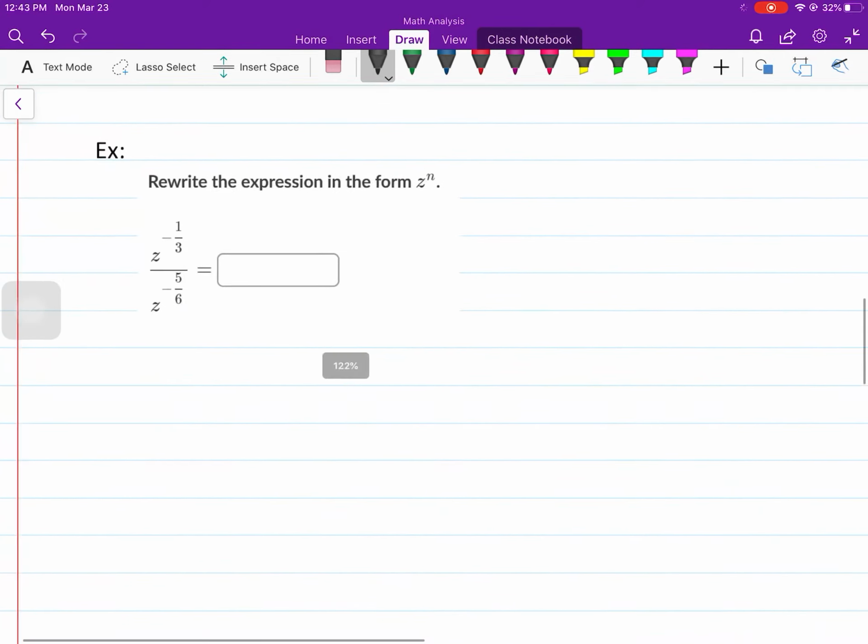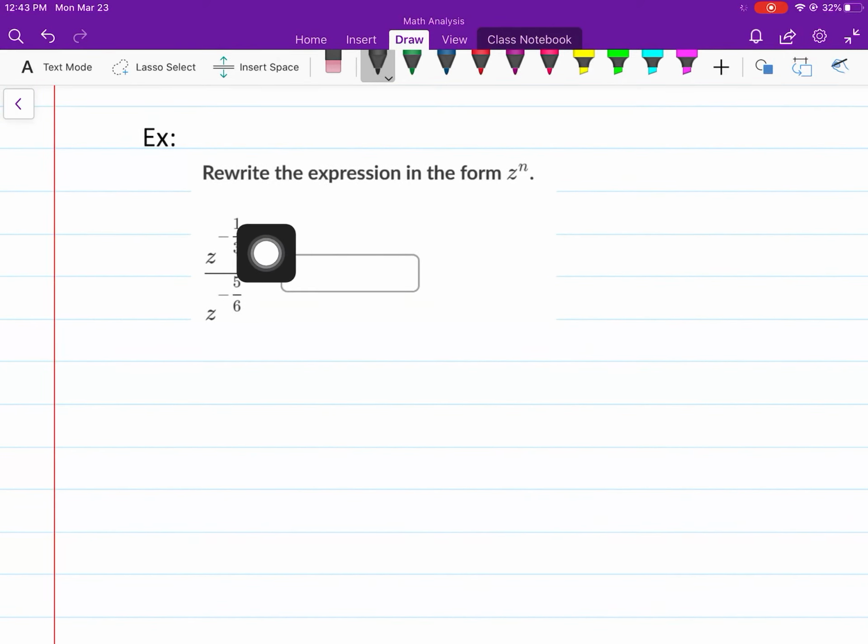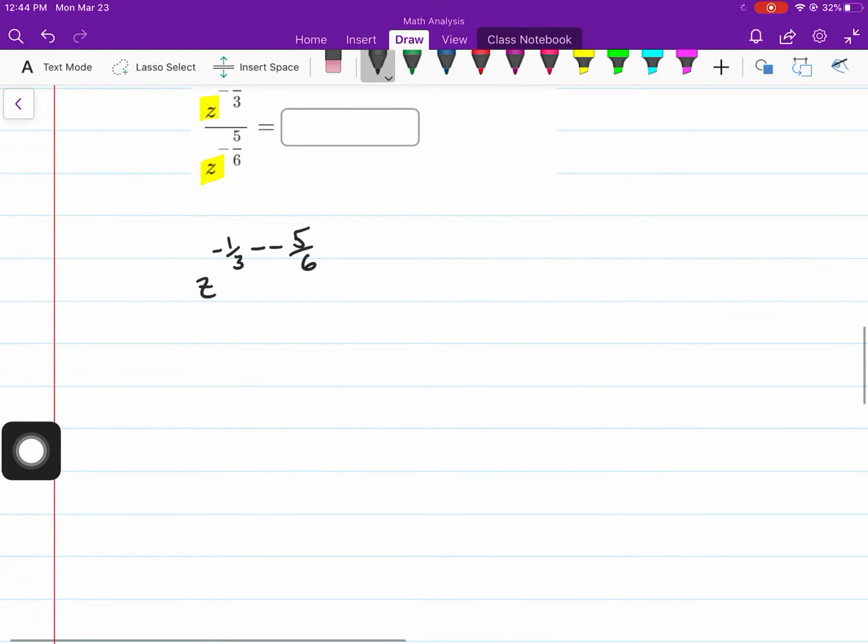Let's take a look at this one. So right now what we have is we have the same base on the top and on the bottom. So what we're going to do instead is subtract these exponents now. So we're going to have z to the negative 1/3 minus negative 5 over 6. Notice I'm subtracting the top minus the bottom. It is a double negative there because it's minus a negative 5 over 6. That becomes a plus.